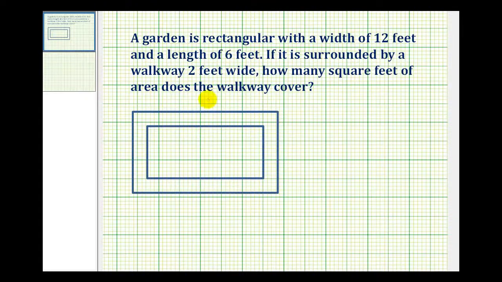Here's an application problem that deals with area and perimeter. A garden is rectangular with a width of 12 feet and a length of 6 feet. If it is surrounded by a walkway 2 feet wide, how many square feet of area does the walkway cover?